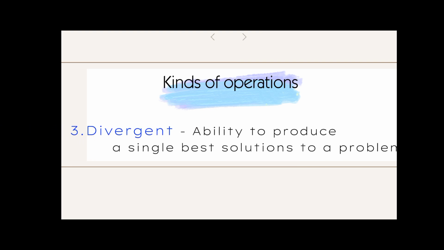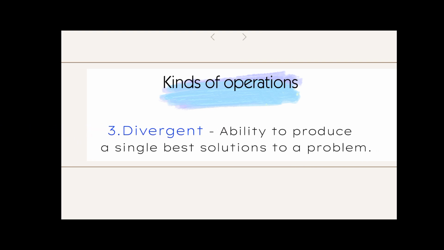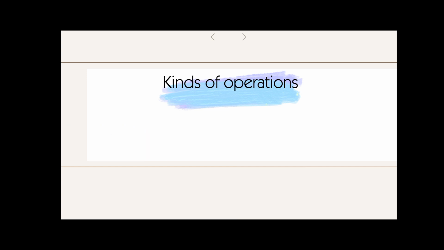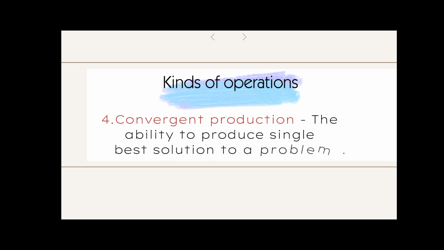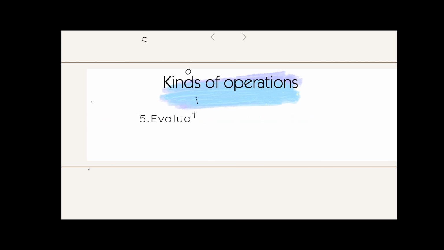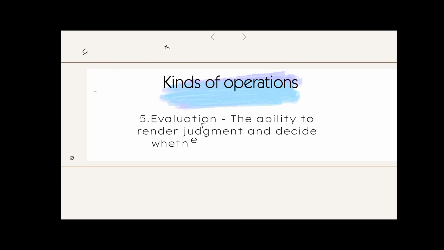Third, divergent production, or the ability to produce a variety of ideas or solutions to a problem. Fourth, convergent production, or the ability to produce a single best solution to a problem. And fifth, evaluation, or the ability to render judgment and decide whether the intellectual contents are correct or wrong, good or bad.